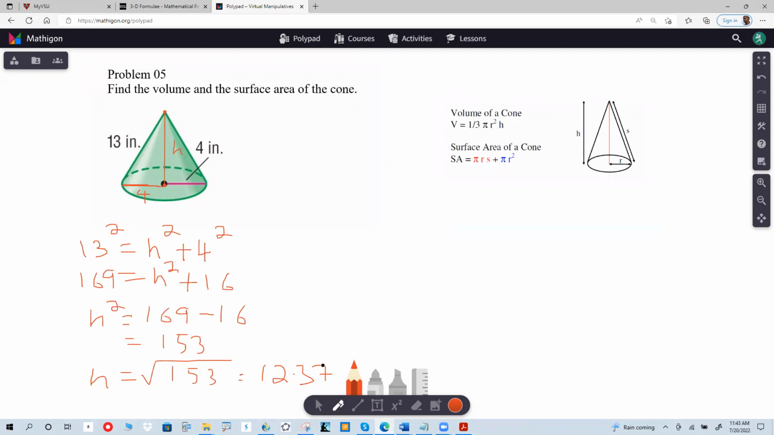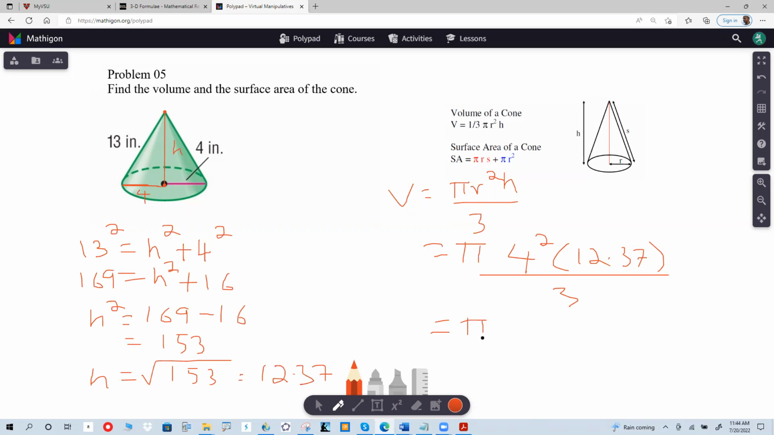Now, to find the volume of the cone, I'm going to write it like this. I do need the h. 1/3 pi r square h, over 3. Pi is pi. R is 4. H is, I calculated it, and divided by 3. Now, I'm going to use 4 squared times 12.37 divided by 3 on my calculator. And I'm going to leave pi alone.